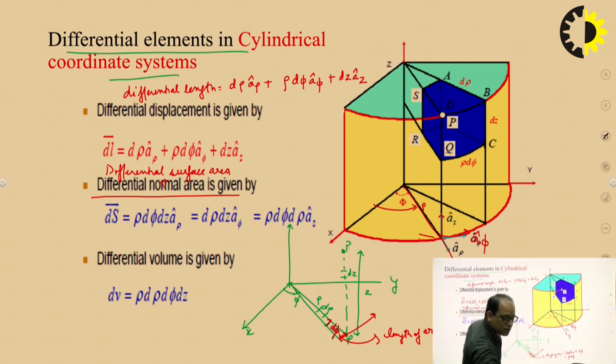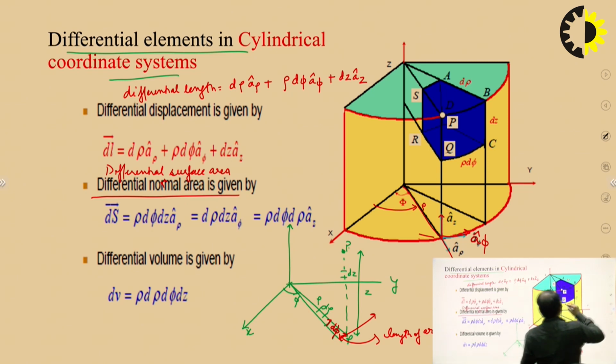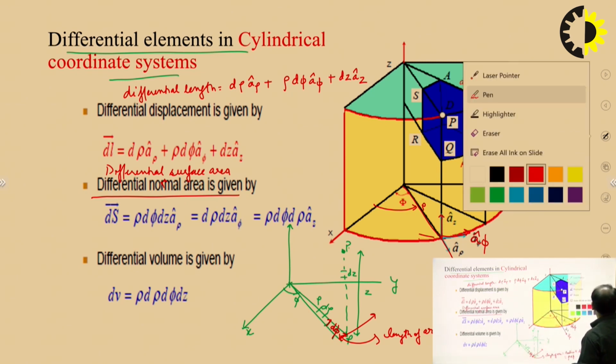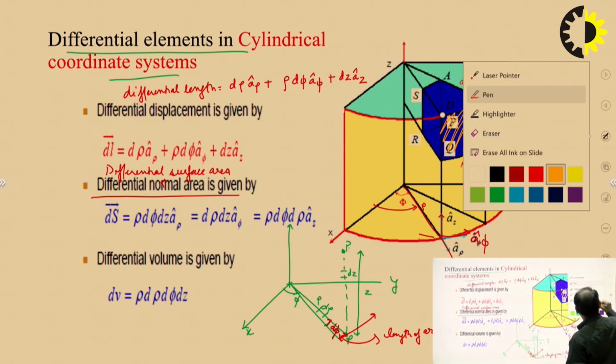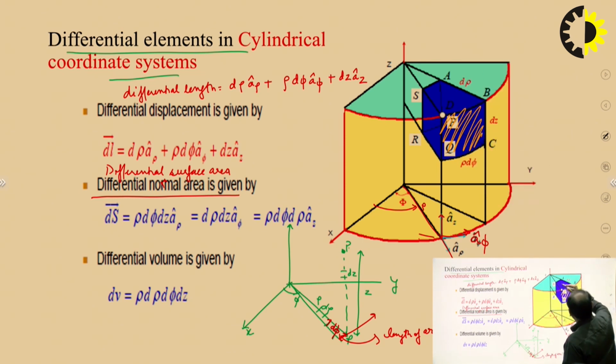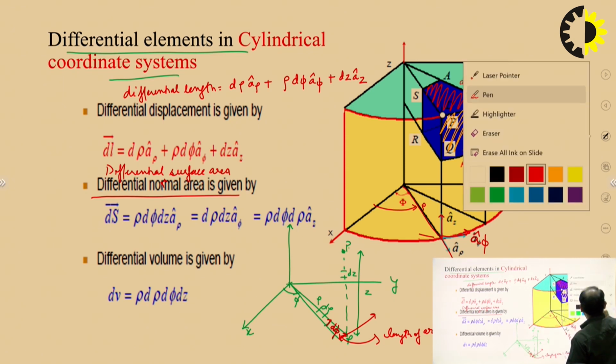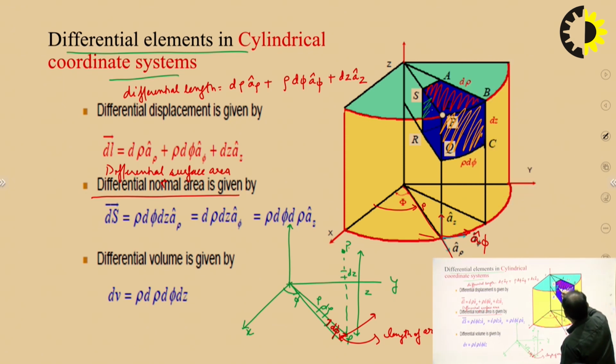Now differential surface area is given by the multiplication of these two parameters. Clear? Now if you talk about this surface area, there are three planes. This one, this plane, and this plane.